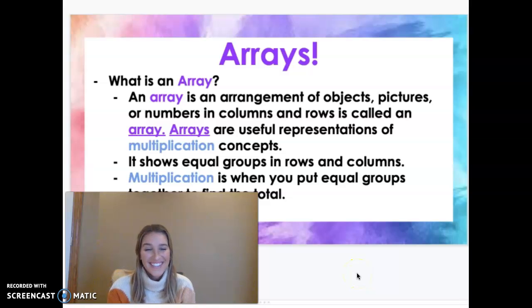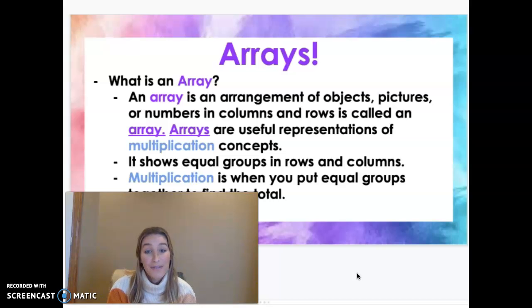Hi, third graders. So I'm going to be doing this lesson for you today. You're going to be watching and following along and working through examples with me. We're going to be doing it together, and then you're going to do a couple on your own at the end and submit it into our Microsoft Teams.